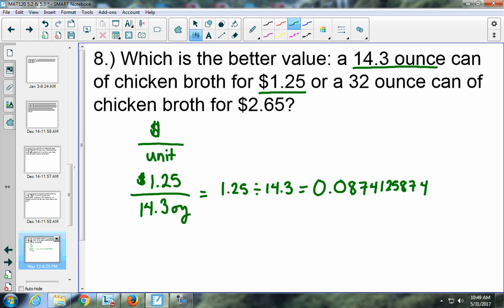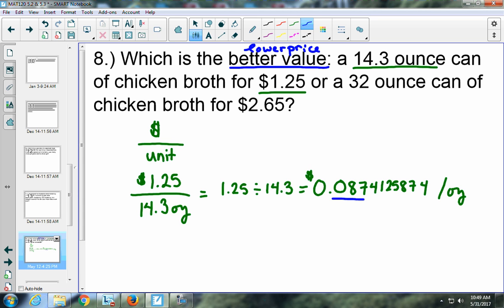So we need to keep our units here. We did dollars divided by ounces. So it's dollars per ounce. So if you think about money, it's saying that this is about 9 cents per ounce. So when we're trying to figure out the better value, that means we want the lower price per ounce.